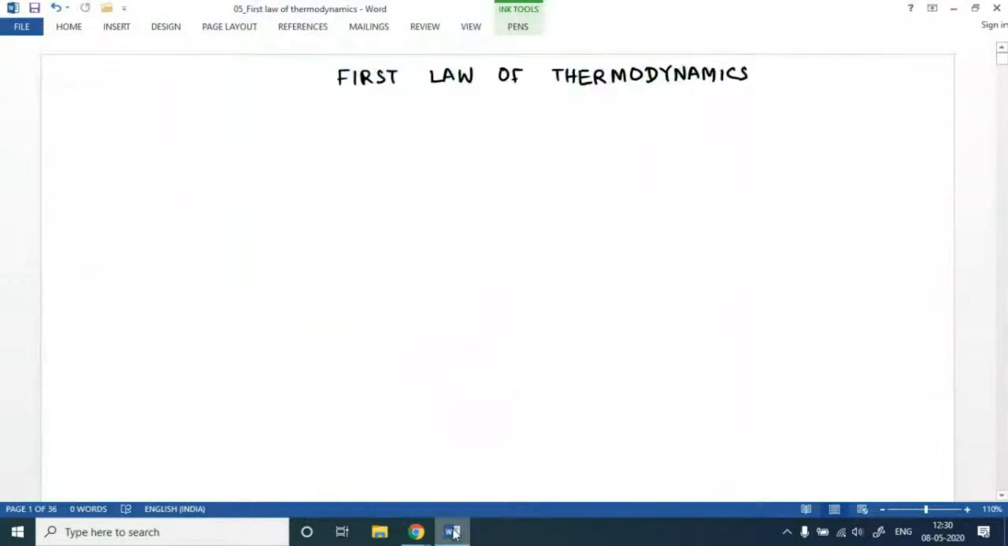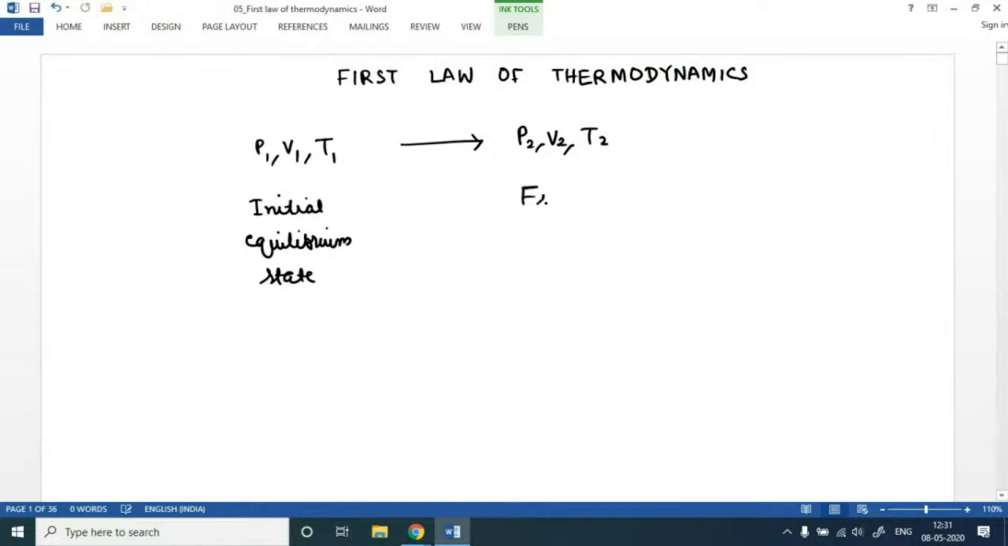So here we go. The first law of thermodynamics is nothing but a form of the work energy theorem. When a closed system undergoes a thermodynamic process, let's say from state P1, V1, T1 to another state P2, V2 and T2, you must assume that these states are equilibrium states. So let's say this is the initial equilibrium state and this is the final equilibrium state.